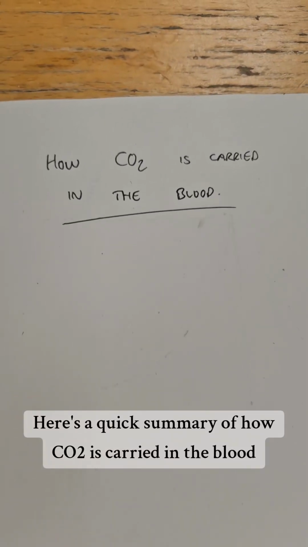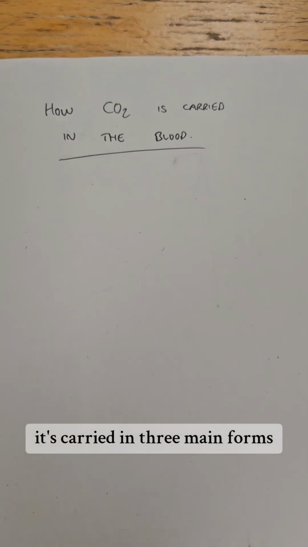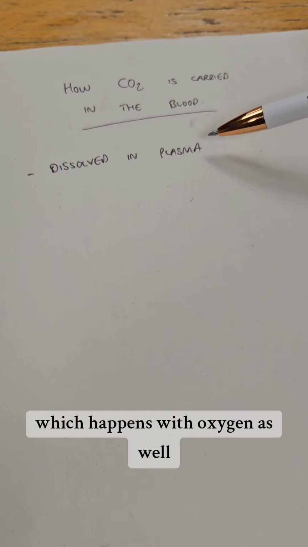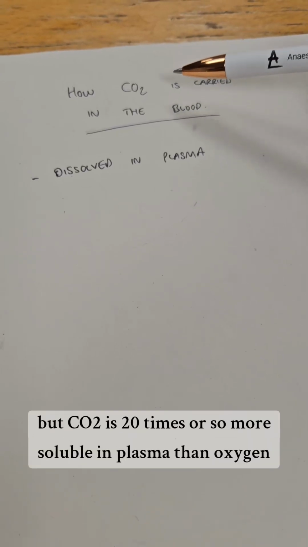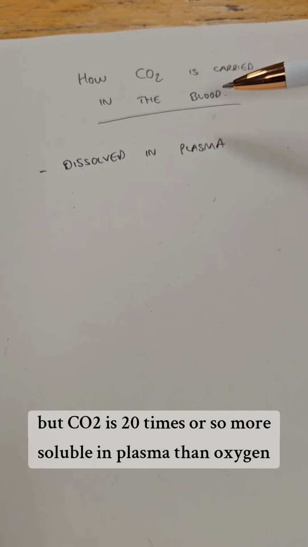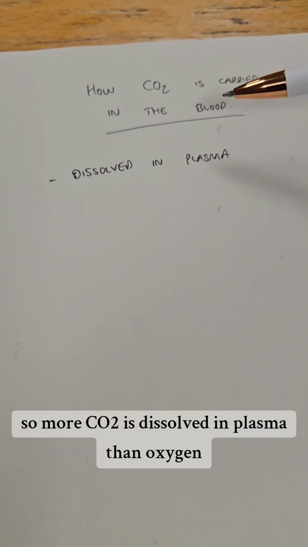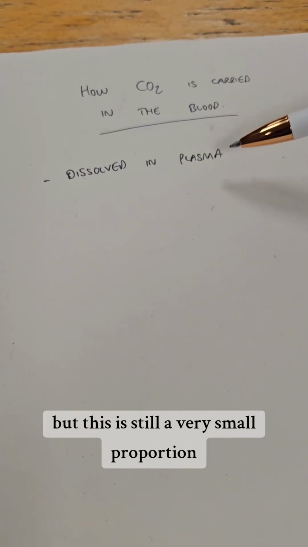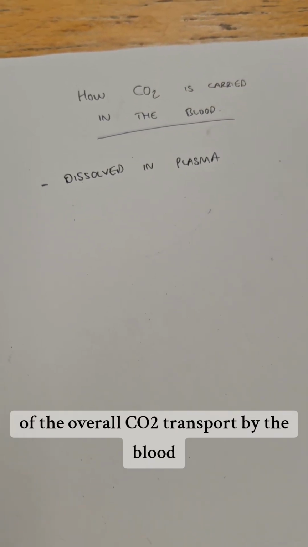Here's a quick summary of how CO2 is carried in the blood. It's carried in three main forms. It can be directly dissolved in the plasma, which happens with oxygen as well, but CO2 is 20 times or so more soluble in plasma than oxygen. So more CO2 is dissolved in plasma than oxygen, but this is still a very small proportion of the overall CO2 transport by the blood.